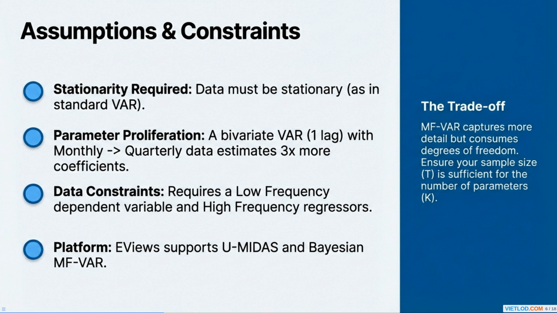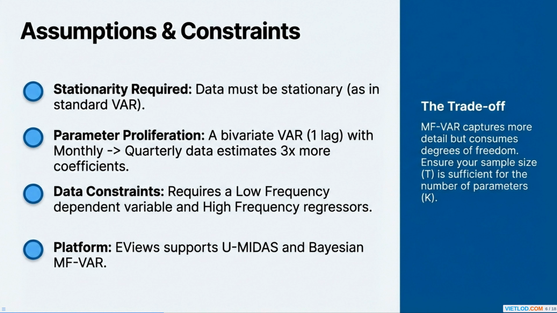The dependent variable must be the low-frequency variable, e.g. quarterly GDP, and the independent variables must be the high-frequency ones, e.g. monthly inflation. Finally, from a practical standpoint, we're focusing on EViews, which has built-in support for both U-MIDAS and Bayesian MFVAR, making these advanced techniques accessible.